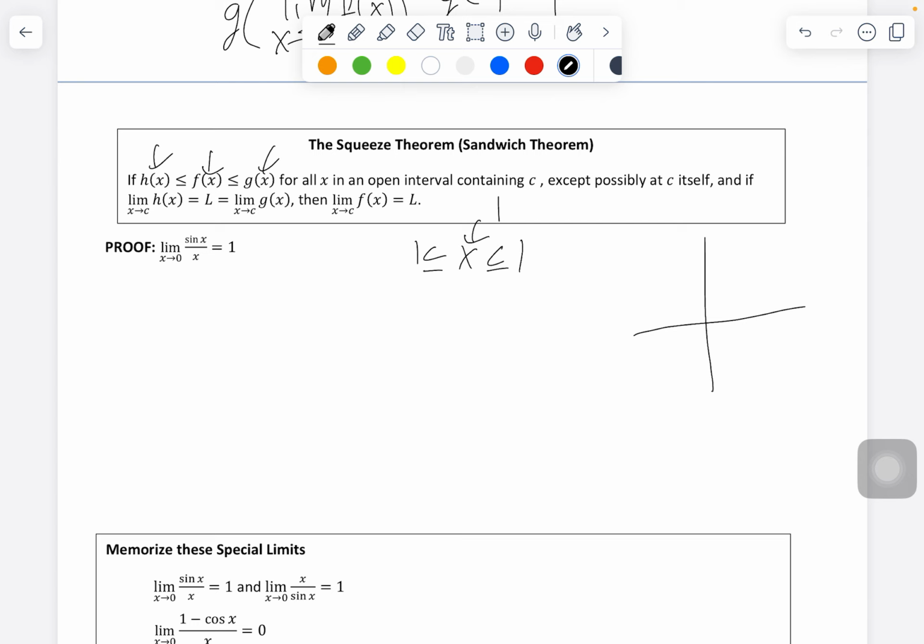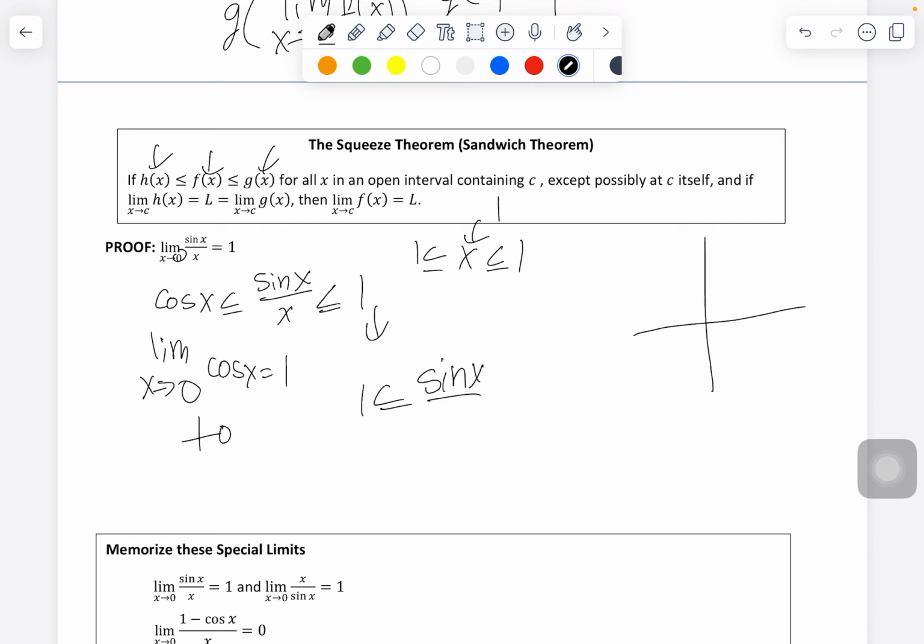So, right, we have limit as x approaches 0 of sine x over x. So what I'm going to do is I'm going to set cosine x, you don't have to know what these other functions mean, it's just part of the proof, is less than 1. And then it's at x equals 0, right? So the limit as x approaches 0 of cosine x is equal to 1. And then this is 1. So 1 is less than or equal to sine x over x is less than or equal to 1.